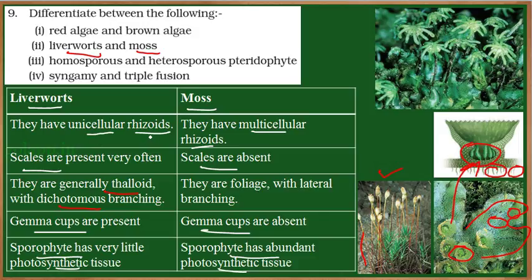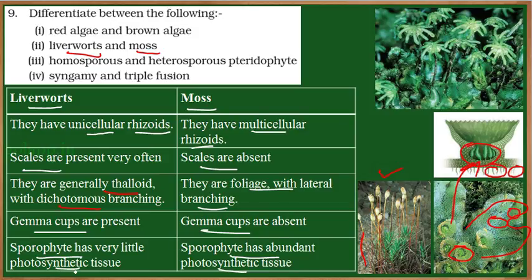In liverwort, rhizoids are unicellular in nature. In mosses, rhizoids are made up of many cells; they are multicellular. Here scales are present and scales are absent. And in liverworts, the plant body is thalloid in nature and it is dichotomously branched. Here it is foliose with lateral branching. Gemma cups are present, gemma cups are absent.